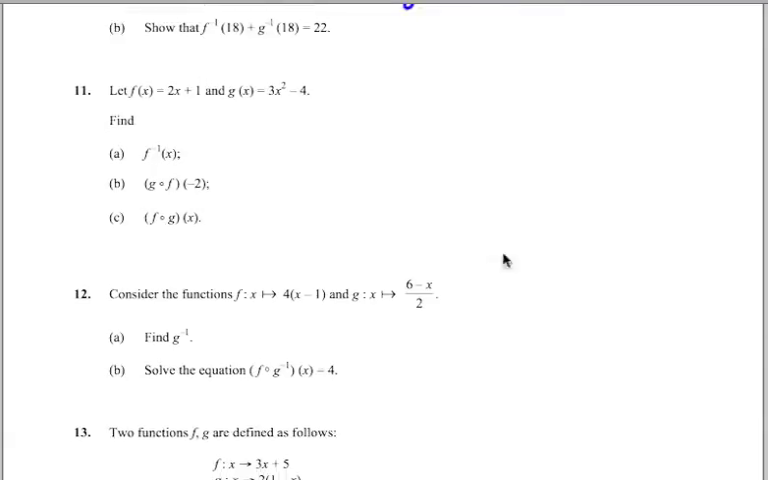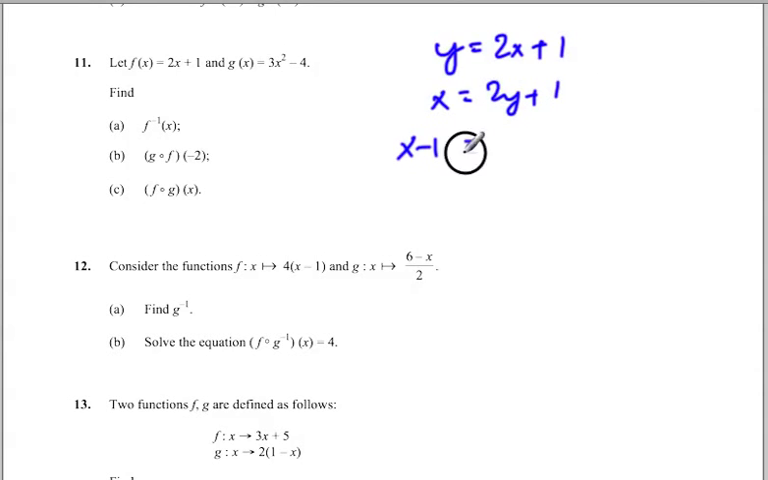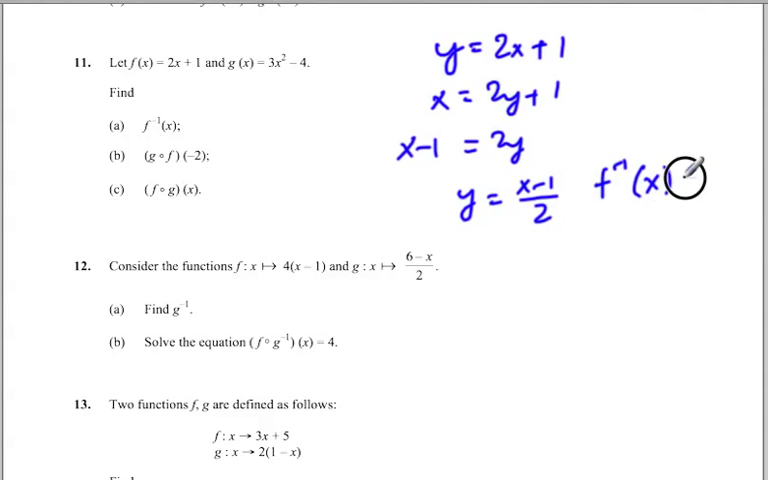Okay, number 11. Let f of x equals 2x plus 1 and g of x equals 3x squared minus 4. Find f inverse of x. Okay, so let's do that. So if we look at this, y is equal to 2x plus 1. You switch x and y, so x equals 2y plus 1, and then you solve for y. So x minus 1 is equal to 2y, so y is equal to x minus 1 divided by 2. So f inverse of x is equal to x minus 1 divided by 2.